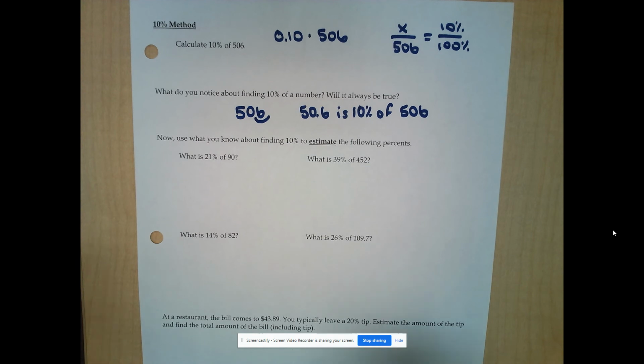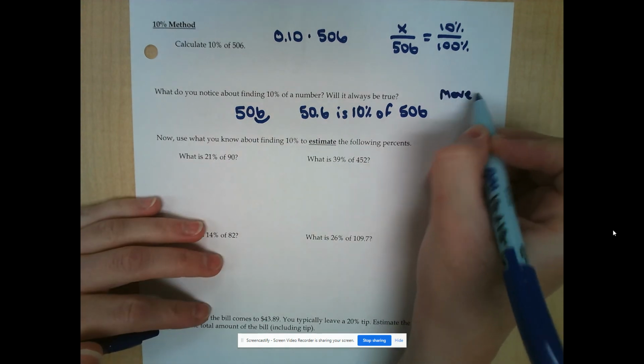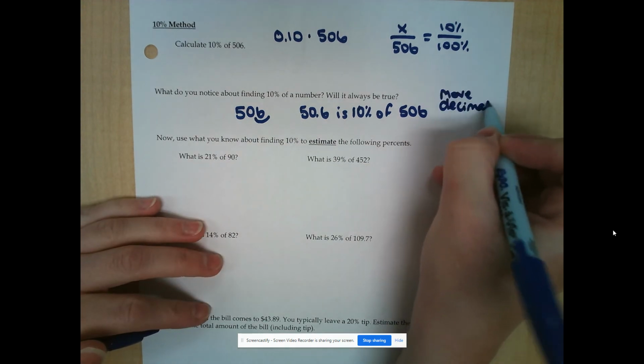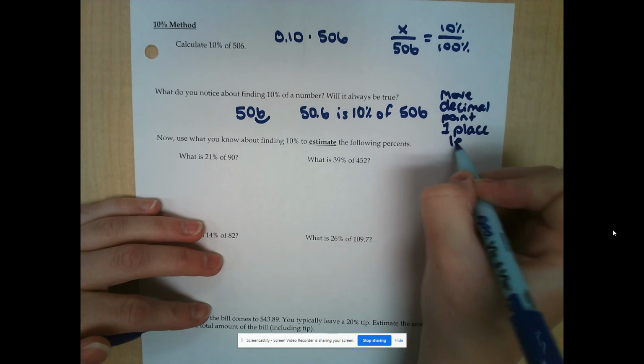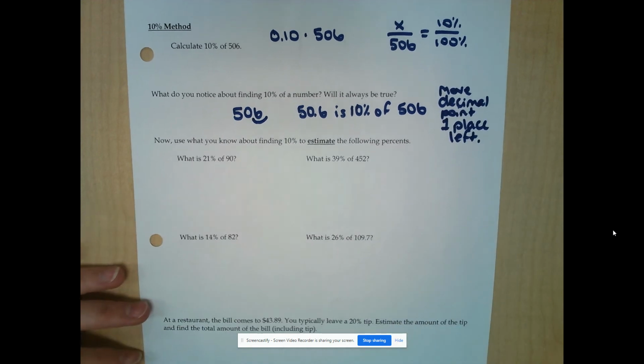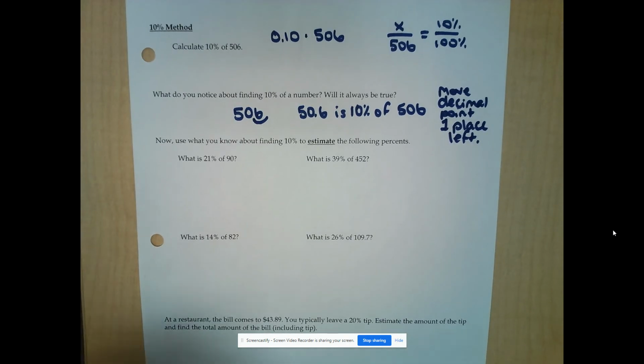So what do we notice? That we can just move the decimal point one place to the left, and that's always going to give us 10%. Now use what you know about finding 10% to estimate the following percents.